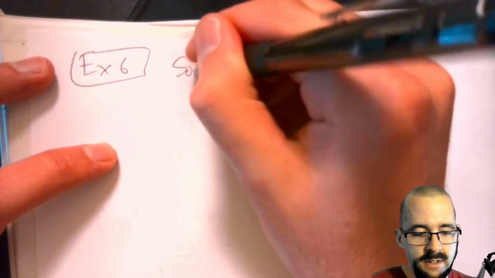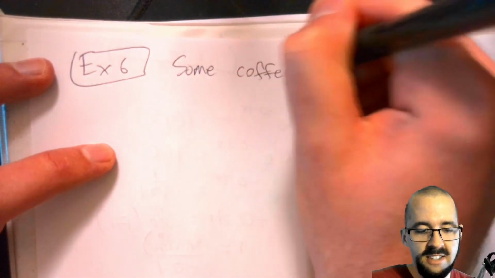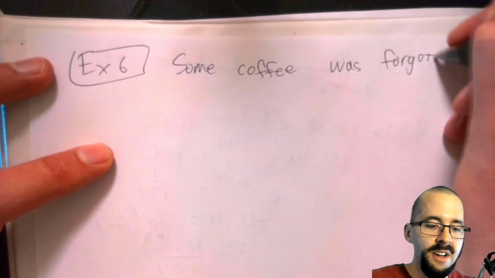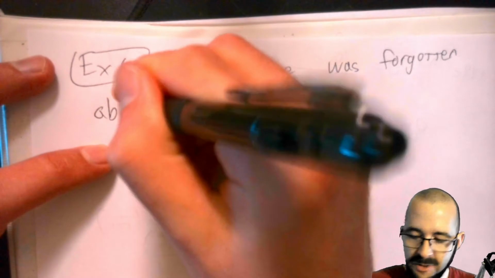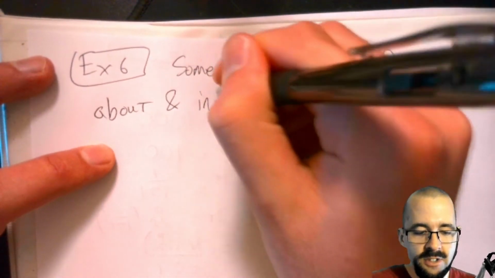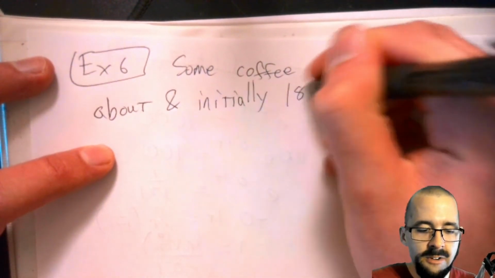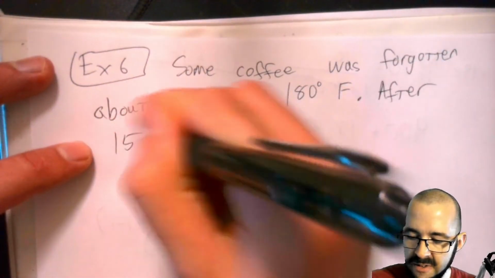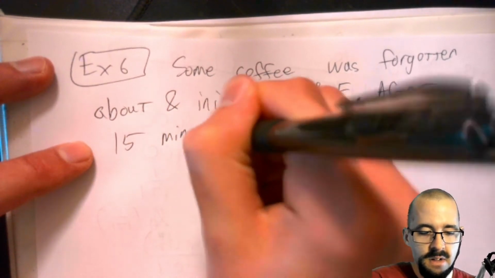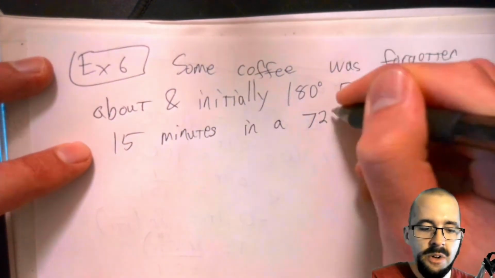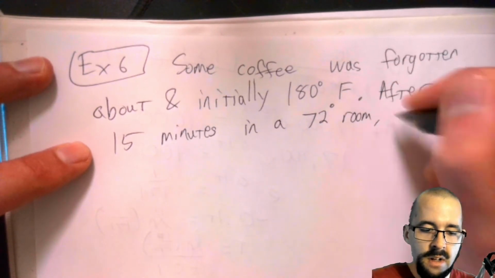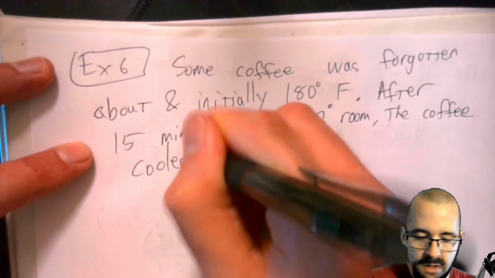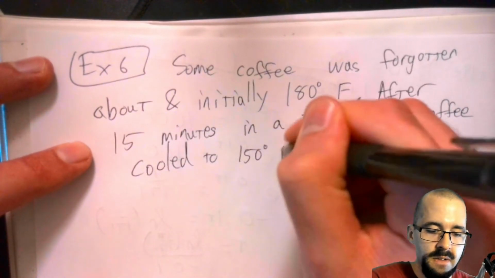Some coffee. In this case, that's going to be our object. Some coffee was forgotten about. Somebody didn't get to eat their coffee. Hopefully they weren't grumpy. Some coffee was forgotten about and was initially 180 degrees Fahrenheit when it was made. After 15 minutes, in a 72-degree room, the coffee cooled to 150 degrees Fahrenheit.